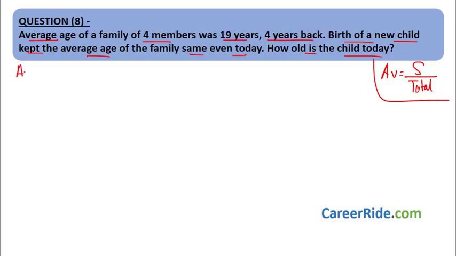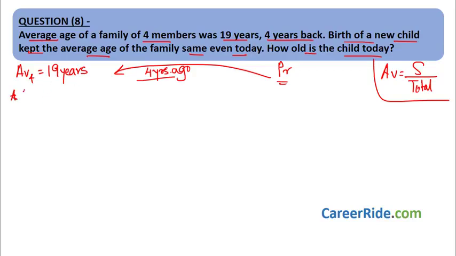Now they have given that the average age of the family of 4 members was 19 years 4 years back. So if this is the present time, let us move 4 years back. Over here the average age of the family members was 19 years. Do you know what average is? Average is the sum of the ages of all the 4 family members divided by the total number of family members, that is 4. So the sum of the ages of the 4 family members is 19 into 4, that is 76 years, right?